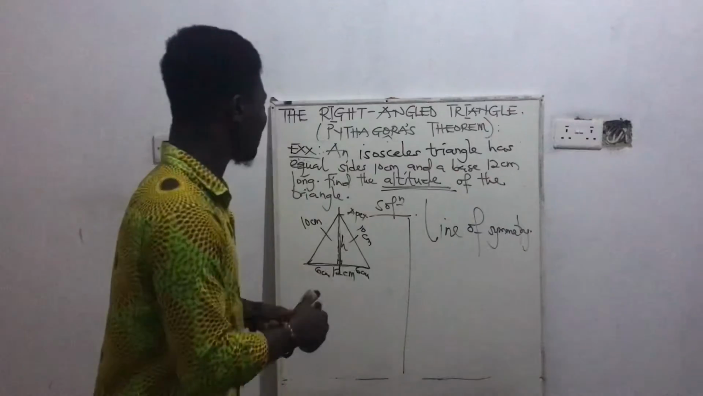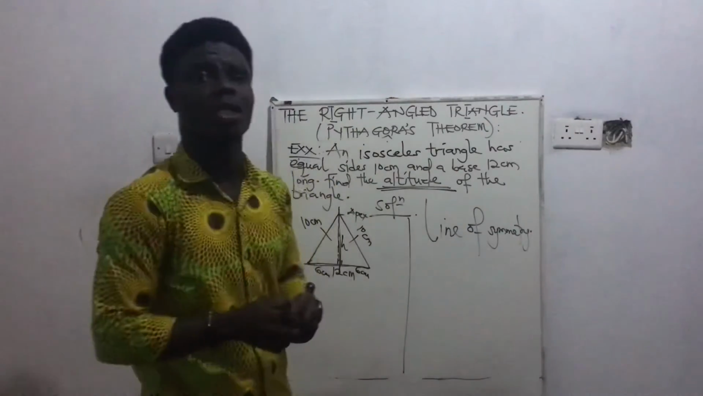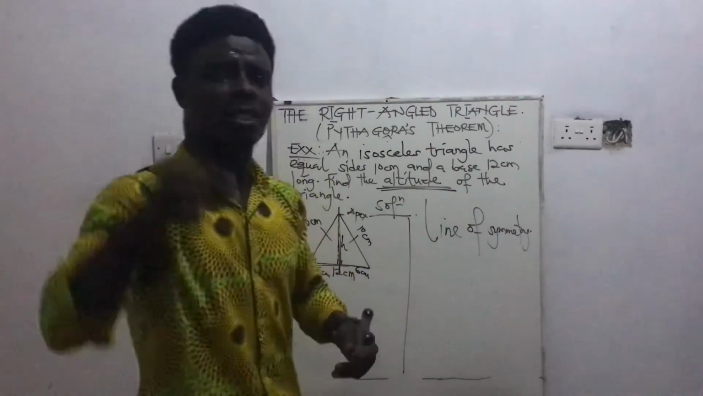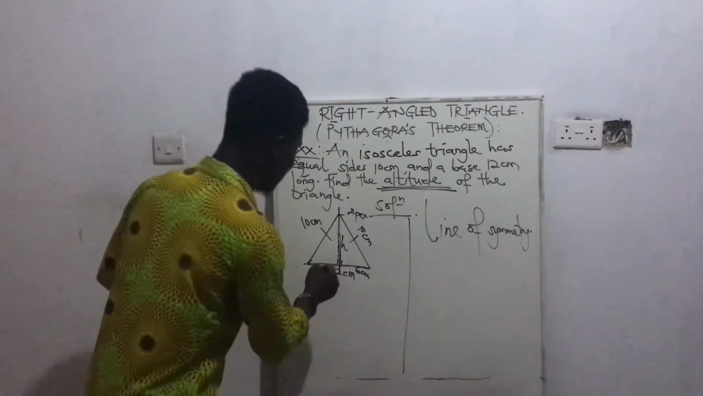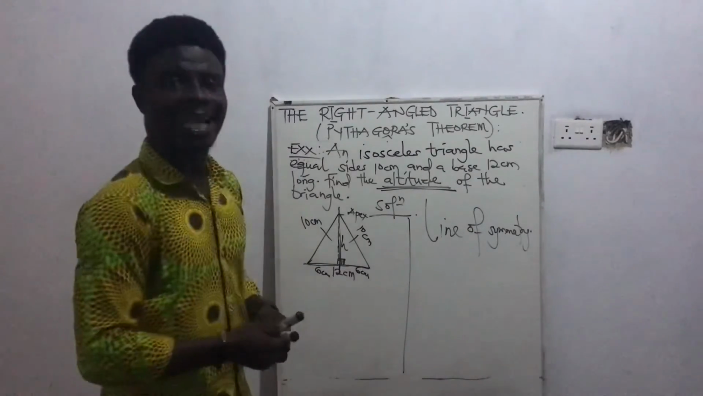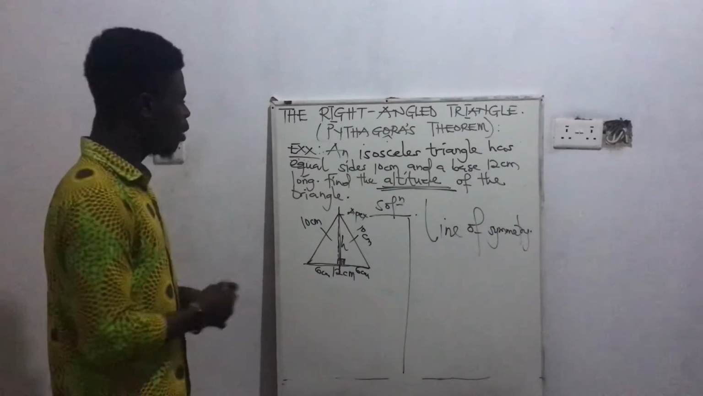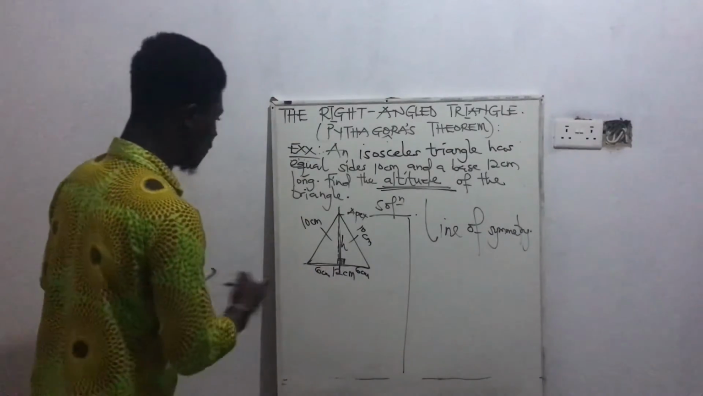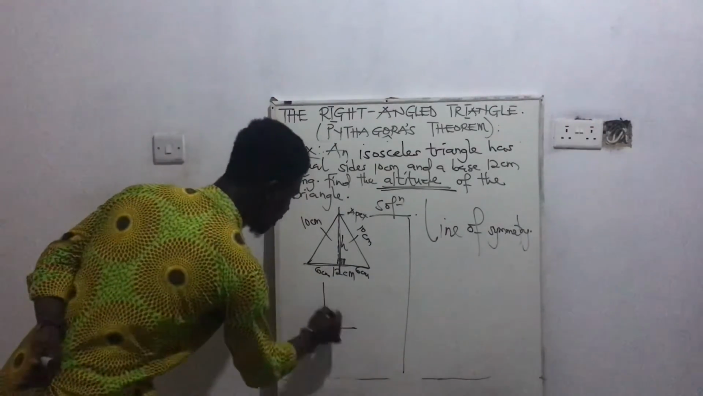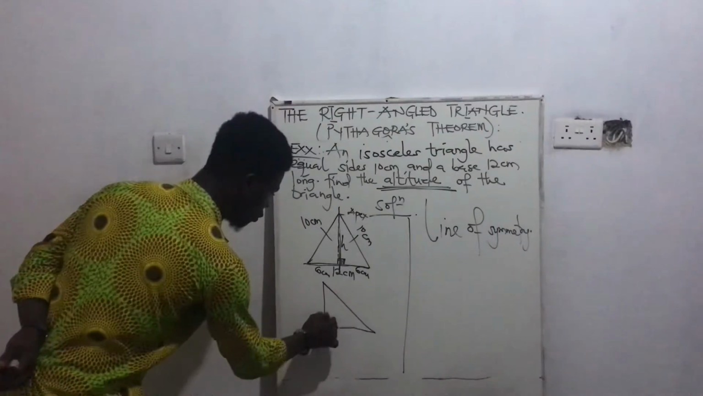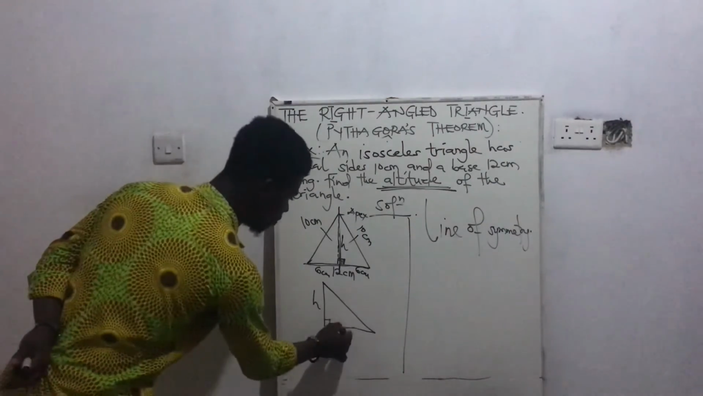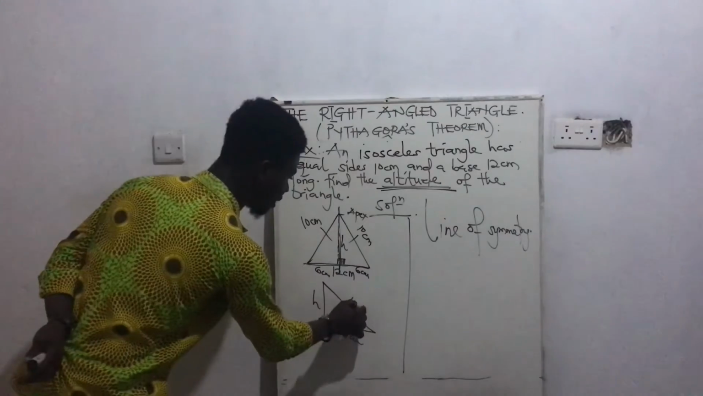Don't forget that I said another name for altitude is height, or perpendicular height, or the actual height. So that means here is 90 degrees. So how do you find H? So now we can draw another figure like that. Here will be 90, here will be H, here will be 6 centimeters, then here will be 10 centimeters.